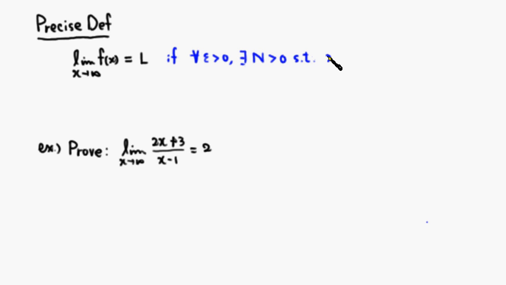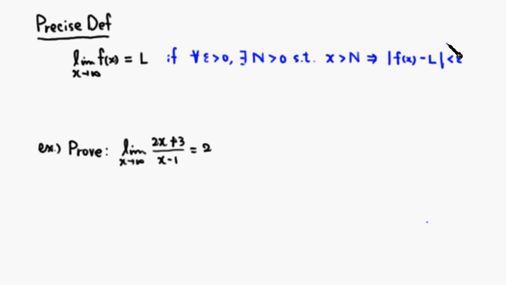as long as x is greater than n, this will guarantee that the difference between the function value and the limit value is less than epsilon. So this is the definition.